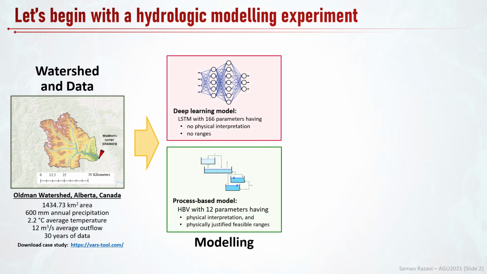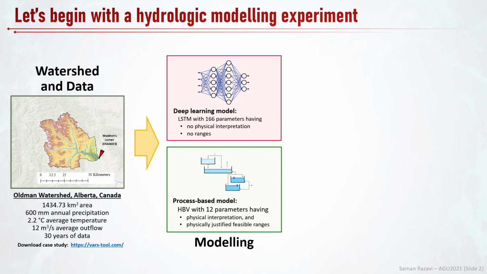To model this system, a standard long short-term memory, or LSTM, neural network was chosen as a state-of-the-art deep learning model that accounts for time dependency and memory. The LSTM configuration here had 166 calibration parameters. Those parameters by nature do not have any physical meaning or range of feasibility. For benchmarking purposes, the HBV model, which is a classic and well-established hydrologic model with only 12 parameters, was used as well. Each of these parameters has a physical interpretation and a physically justified feasible range.